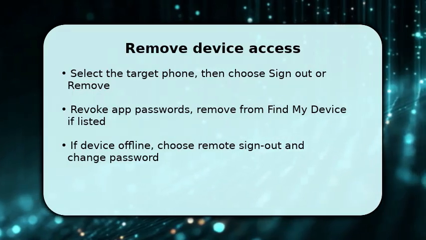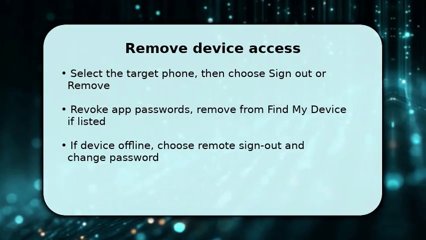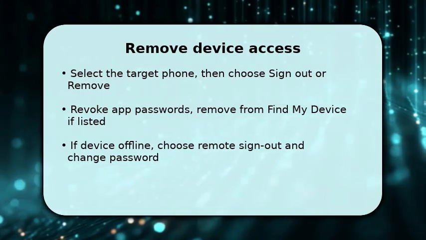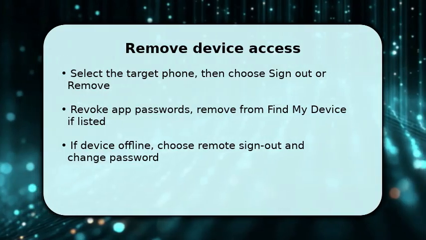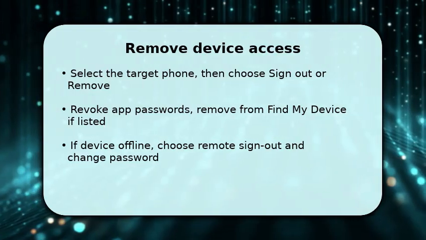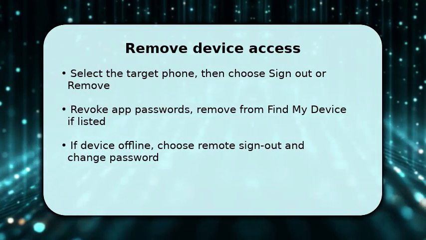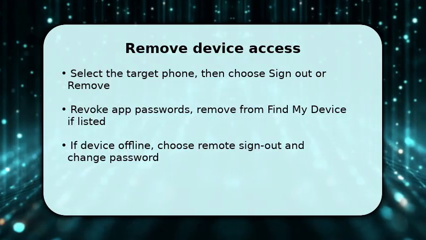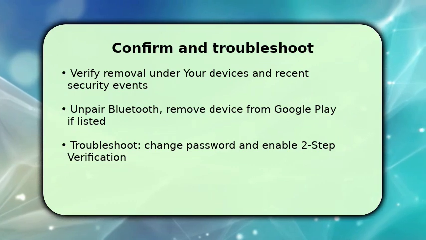Once done, revoke any app passwords and remove the phone from Find My Device so location and recovery options stop. If the device is offline, make sure to change your Google password after removing it. This forces a re-authentication on reconnect. Also check connected apps and OAuth permissions. Finish by confirming the phone no longer appears under your devices and review recent security events for any unexpected sign-ins.